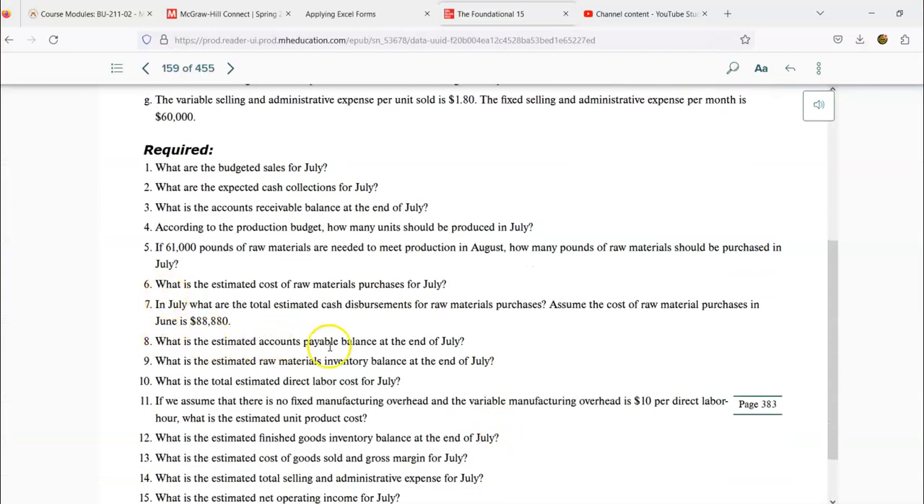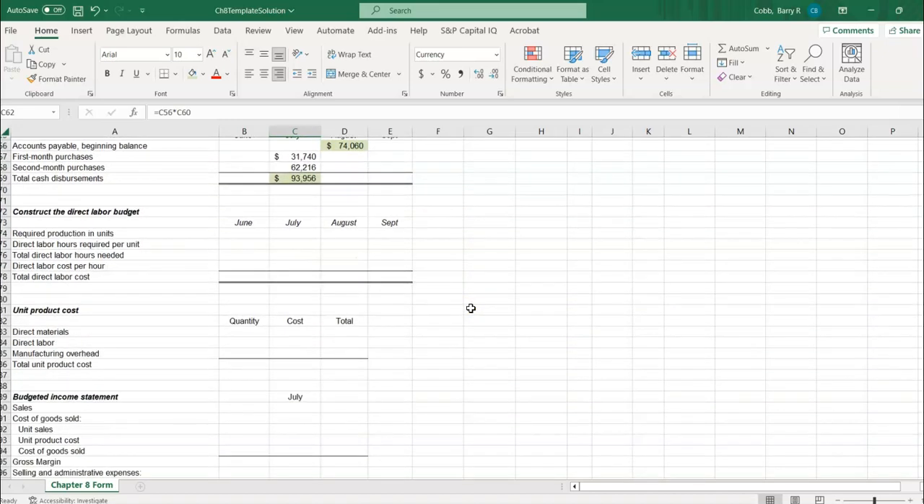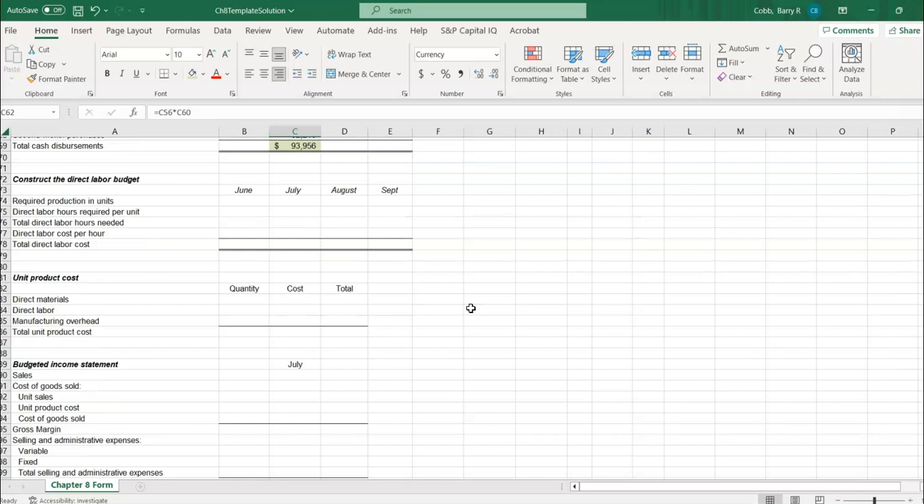And in fact, that was question 8. The estimated raw materials inventory balance at the end of July is 12,200. So we're starting to answer several of the questions here in this problem. All right, so the next video will continue with the direct labor budget and the unit product cost.